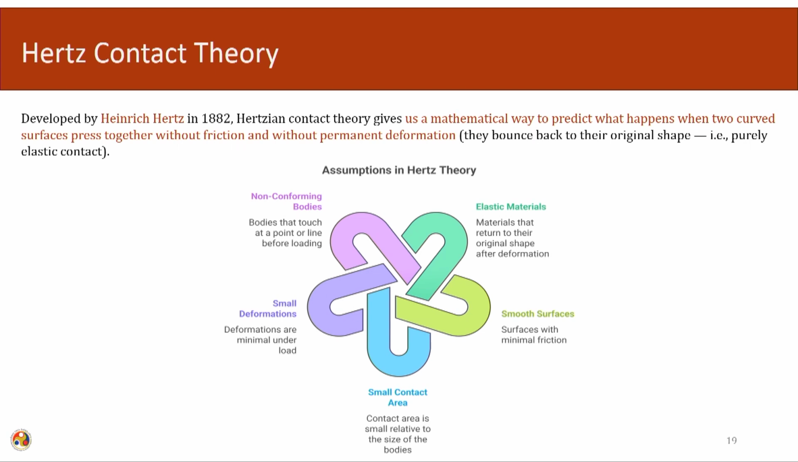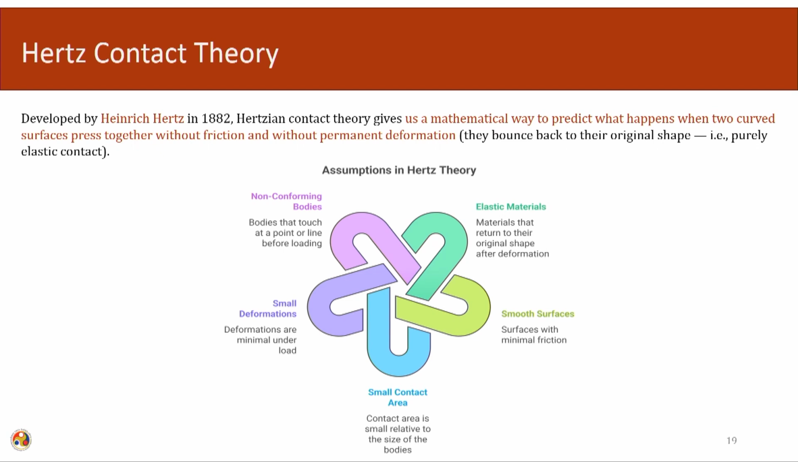developed by Heinrich Hertz in 1882. So, Hertzian contact theory is the most accepted theory, and most of the principles or examples or applications are based on the Hertz contact law. So, what it does, Hertzian contact theory or Hertz law gives us a mathematical way to predict what happens when two curved surfaces press together without friction and without permanent deformation. Okay. That is, they bounce back to their original shape, that is purely elastic contact.